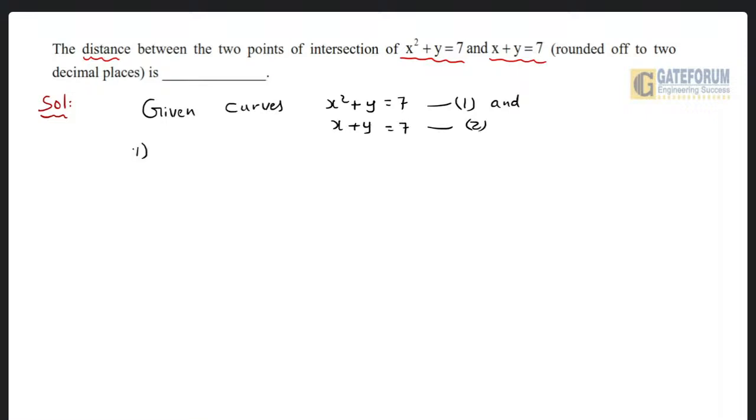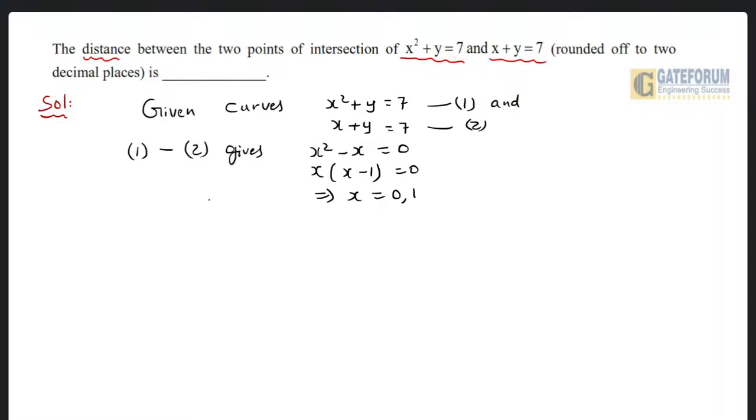Subtracting 1 from other, that is 1 minus 2. Equation 1 minus equation 2 gives x square minus x, LHS minus LHS is equal to RHS minus RHS, 0. From this, x is getting common. x into x minus 1 is equal to 0. Each factor equal to 0, you will be getting x is equal to 0, comma 1.